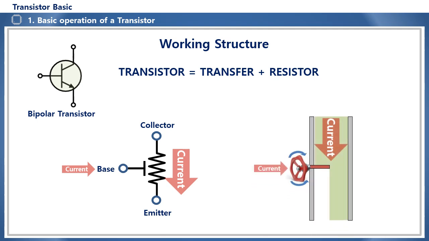That is, like the valve on the right, when current is applied to the base and the valve is completely closed, there is no current between the channels, so it is in the off state, that is, the cut-off state. Conversely, when the valve is completely opened, current is conducted and it is in the on state, that is, the saturation state. This on-off control is called the switching action of the transistor.